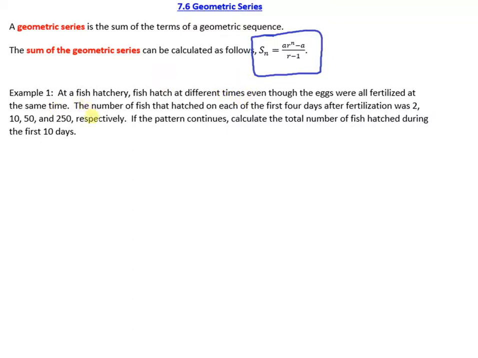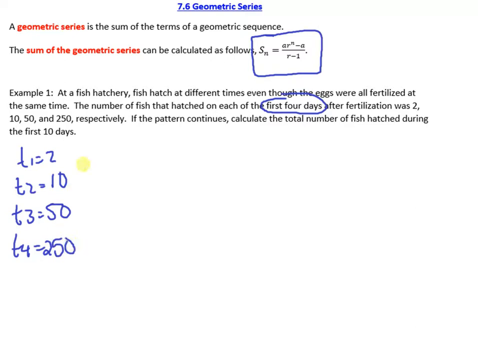Example one. At a fish hatchery, the fish hatch at different times, even though the eggs were all fertilized at the same time. The number of fish that hatched on each of the first 4 days after fertilization was 2, 10, 50, and 250, respectively. So T1 equals 2, T2 equals 10, T3 equals 50, and T4 equals 250, which just means in order. If the pattern continues, calculate the total number of fish hatched during the first 10 days. So we need the sum at day 10.